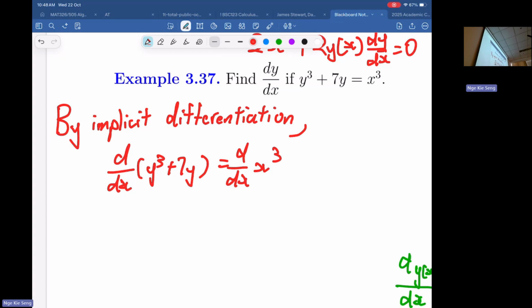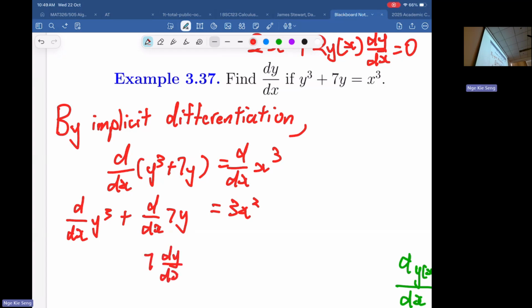I think the right side is relatively easier to compute. You just get 3x squared. But on the left side, what do you get? You should split it using linearity: d over dx of y cubed plus d over dx of 7y. The second one is easier. You just pull the scalar out and get dy over dx.